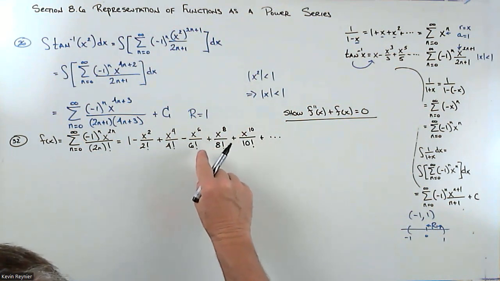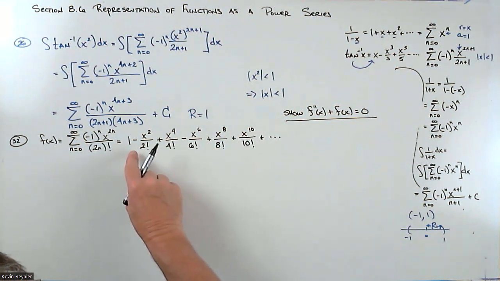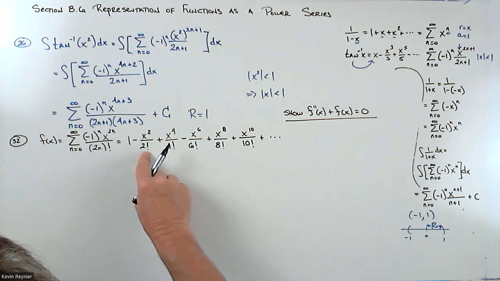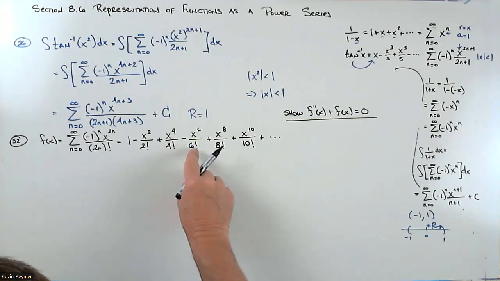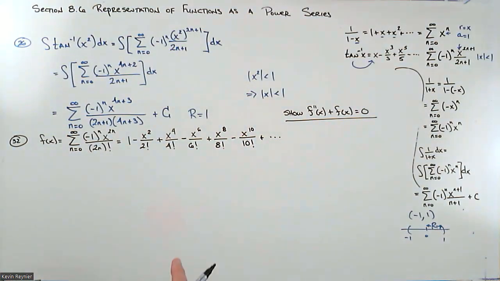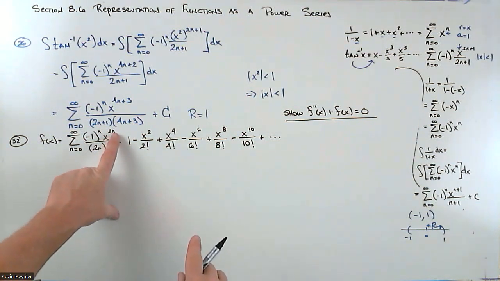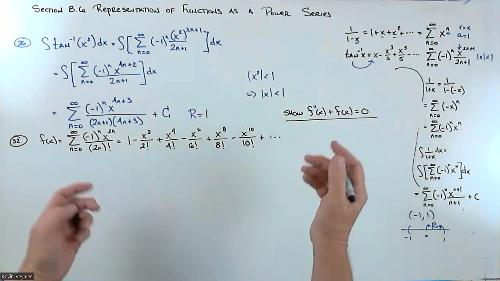Except this is a 1. This is a 2. Sorry, this is a 0. This is a 1. 0, 1, 2, 3, 4, 5. This one's going to be negative, because when we put a 5 in here to get x to the 10th and a 5 in here to get 10 factorial, this is going to be -1 to the 5th.